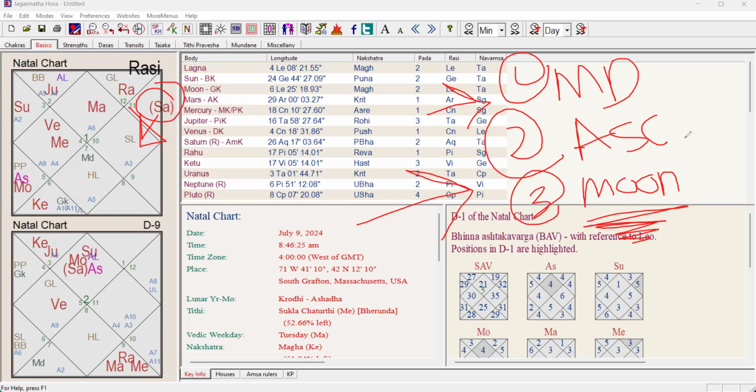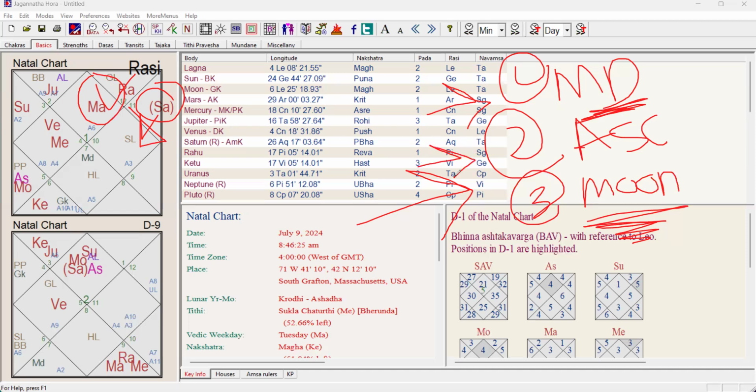Mahadasha means you are operating under the influence of that planet. If it's situated in a good placement, in a good house, that means you're going to get a good result. If it's in a bad placement, a bad house, that means you're going to have a very messed up Mahadasha period. Ascendant, same thing.